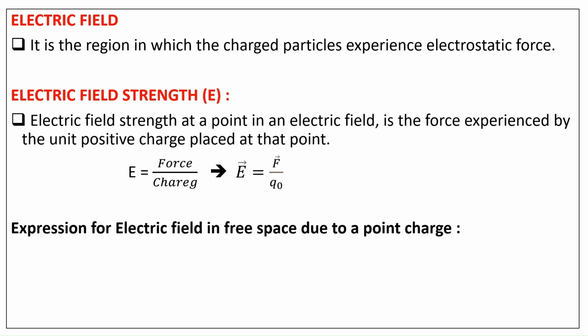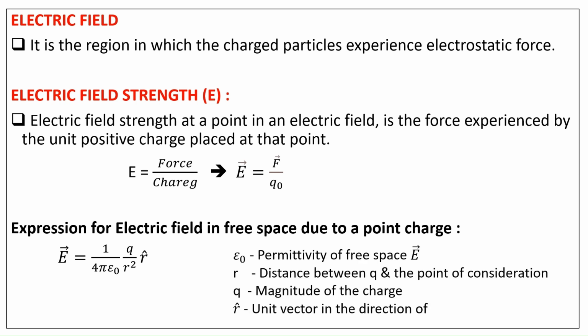Expression for electric field in free space due to a point charge. Vector E is equal to 1 by 4 pi epsilon naught Q by R square into R cap, where epsilon naught is the permittivity of free space. R is the distance between Q and the point of consideration. Q is the magnitude of the charge. R cap is the unit vector in the direction of E.